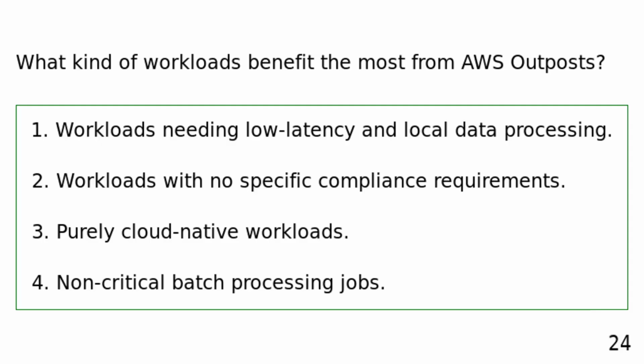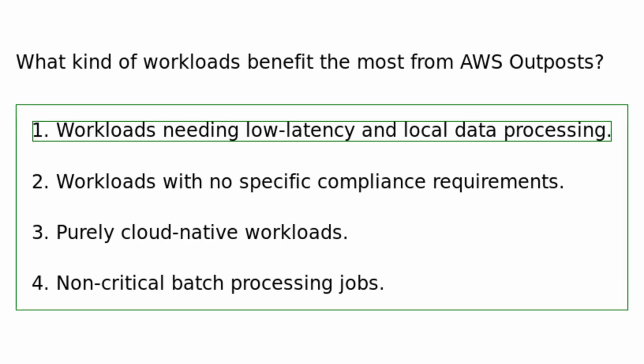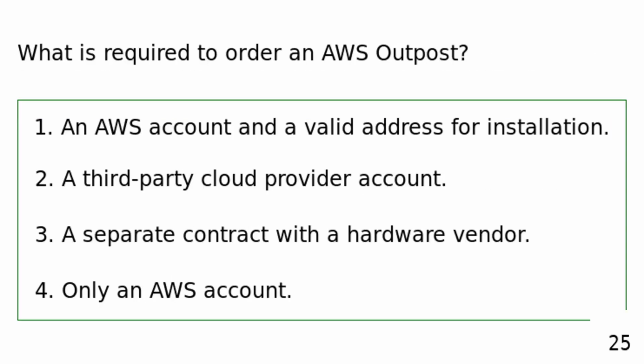What kind of workloads benefit the most from AWS Outposts? Workloads needing low latency and local data processing. Workloads with no specific compliance requirements. Purely cloud-native workloads. Non-critical batch processing jobs. Workloads that require low latency access and local data processing benefit the most from AWS Outposts, as it provides the necessary infrastructure on-premises.